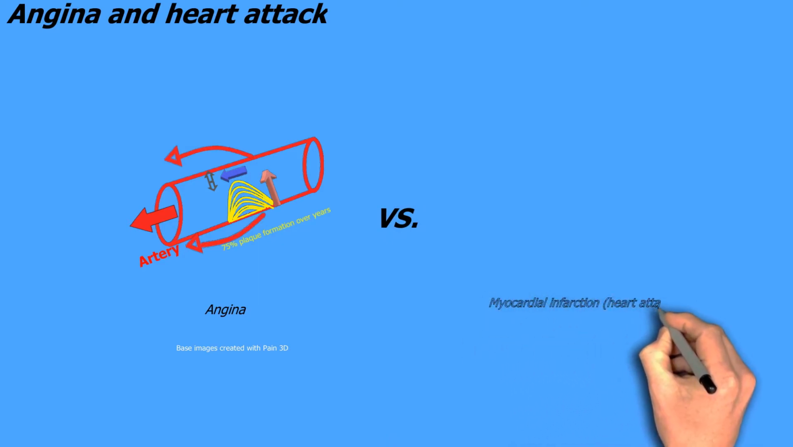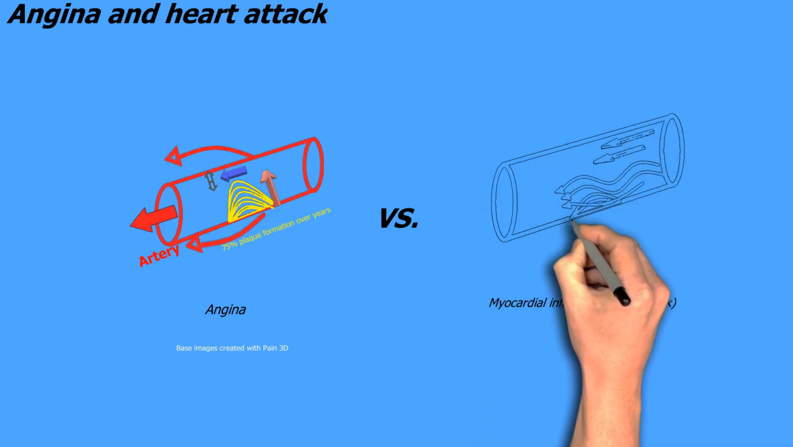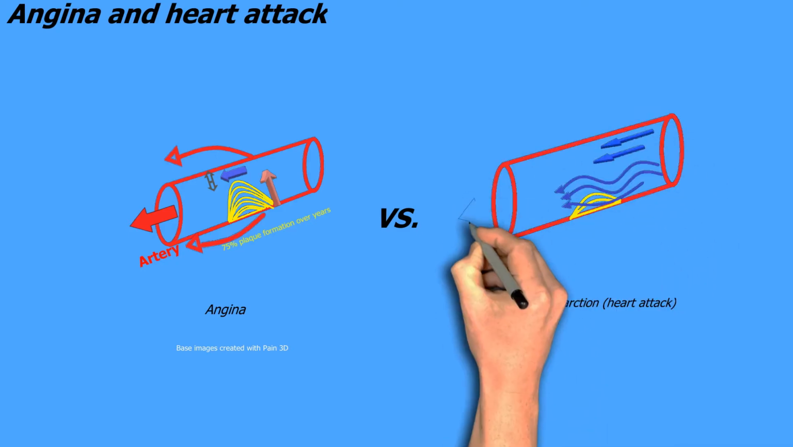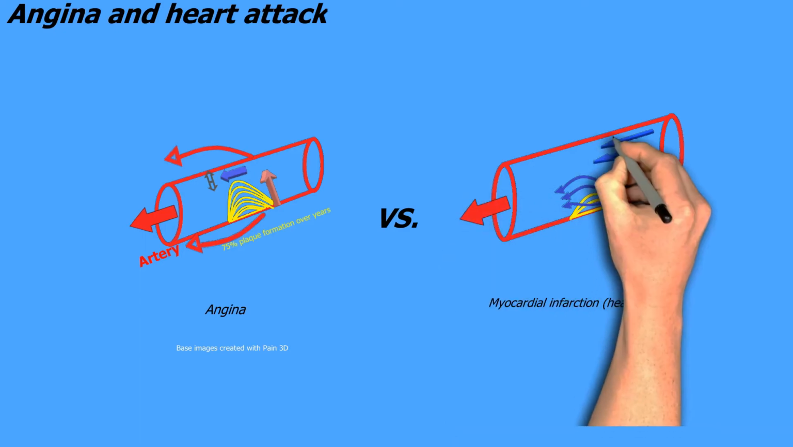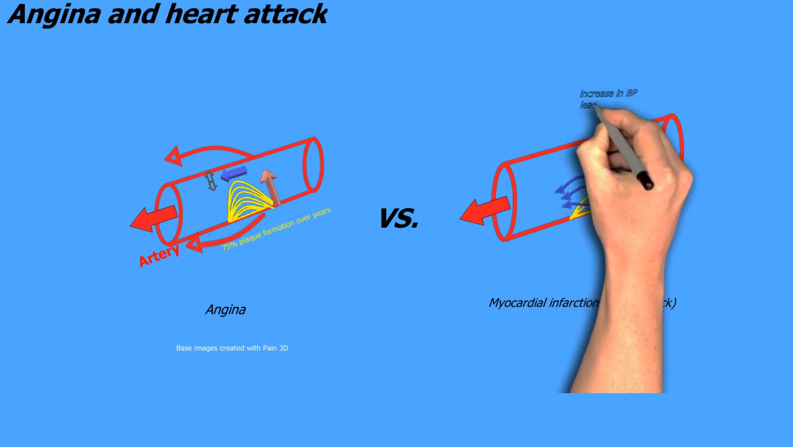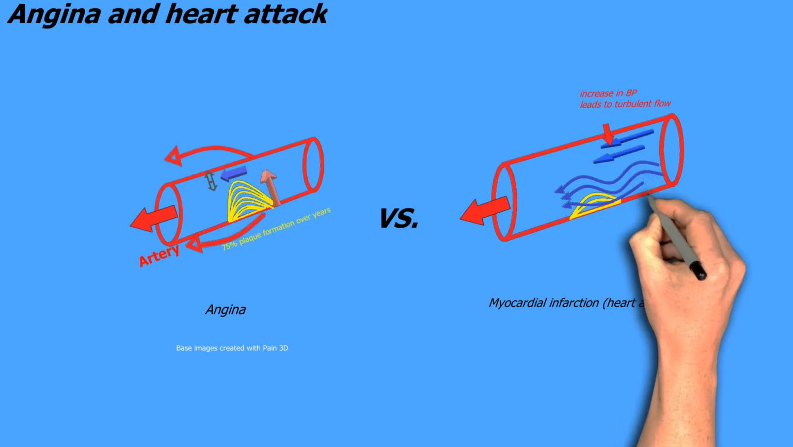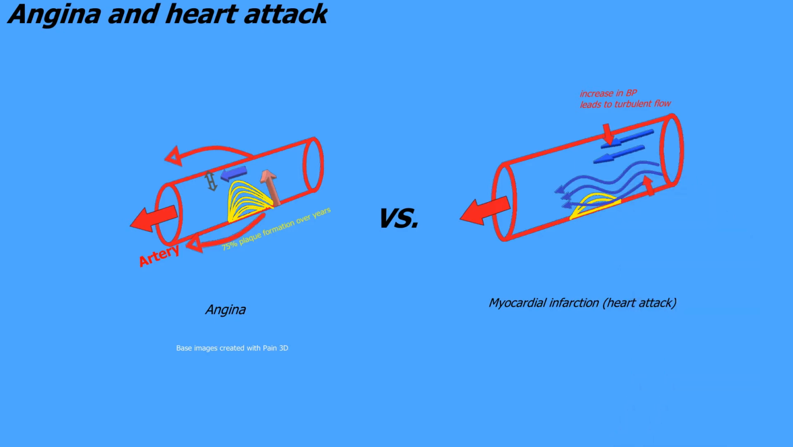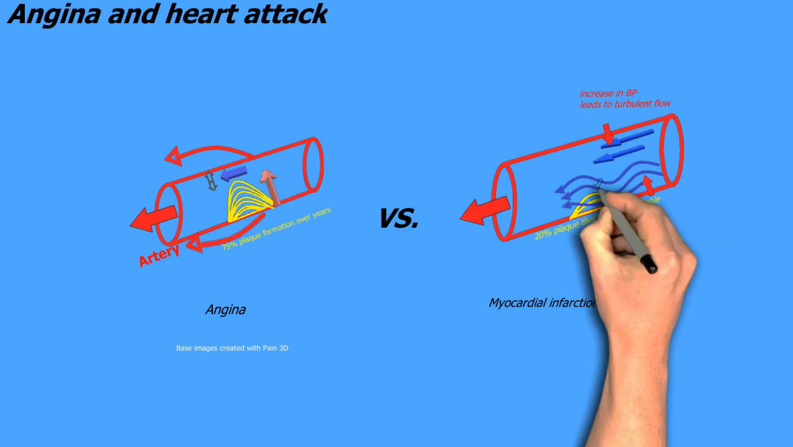In the case of myocardial infarction, here's a diagram of the base artery again, and let's just say the flow is going this direction, and the yellow lines again represent a plaque. The normal flow through your artery is very smooth, called a laminar flow, in the smooth blue lines. Let's just say you're upset, your blood pressure goes up, and then the flow can become turbulent where the red arrow is pointing to. The turbulent flow can shear open a soft plaque.